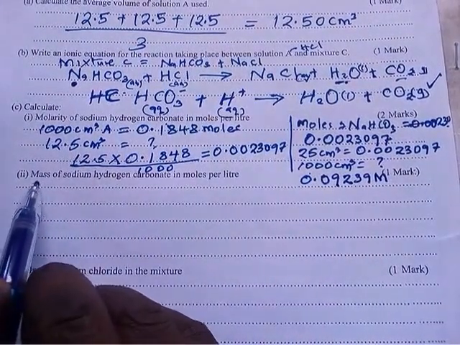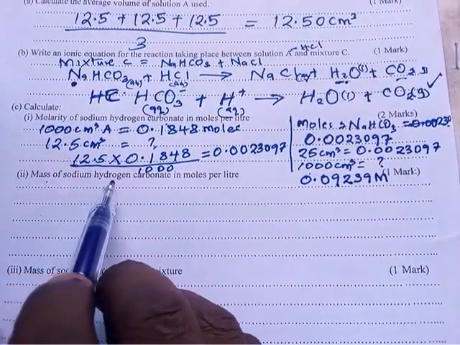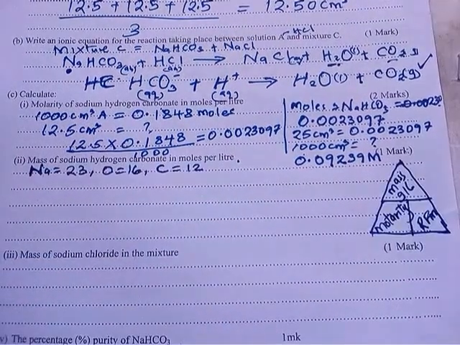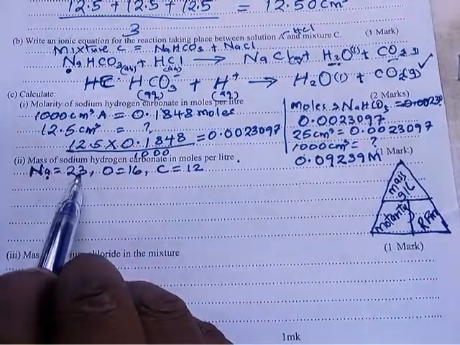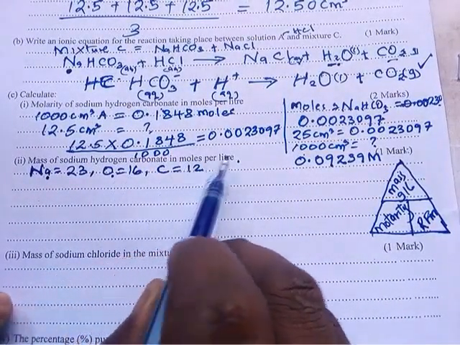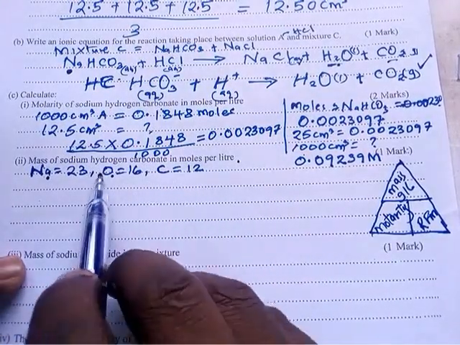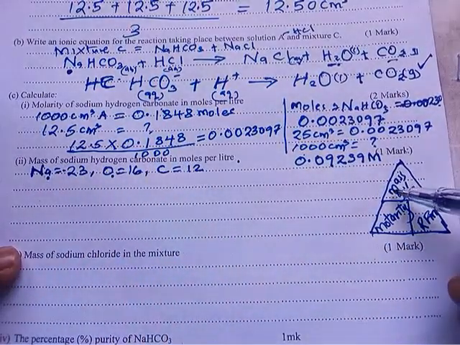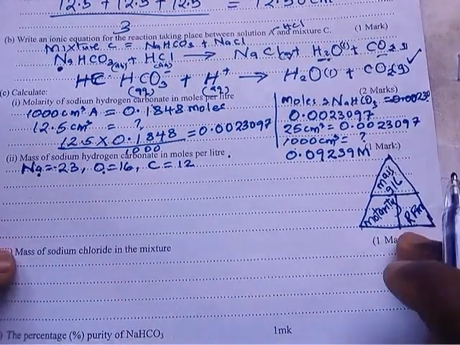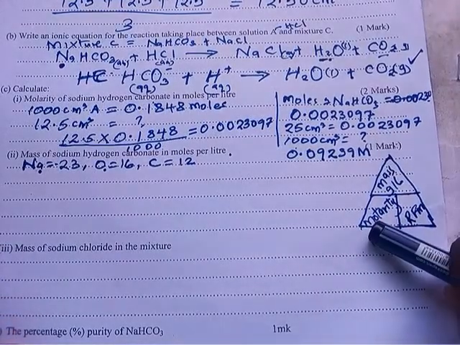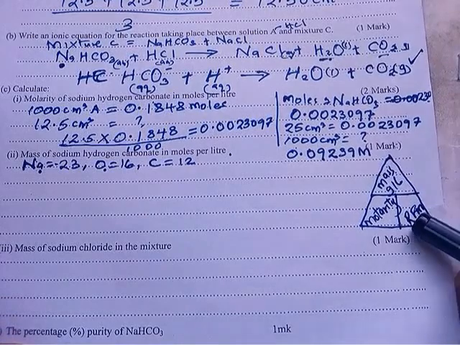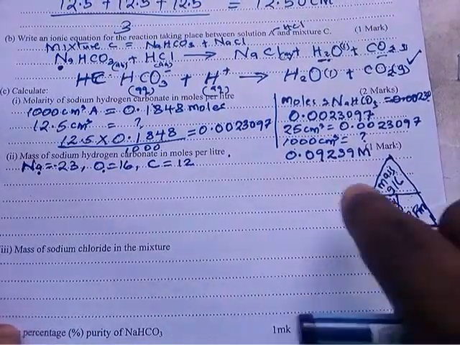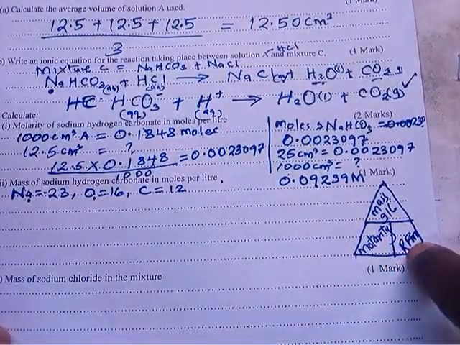The next question is calculate the mass of sodium hydrogen carbonate in grams per liter. So we have been given that sodium is equal to 23, oxygen is equal to 16. So this is what was missing. Carbon is equal to 12. So how do you get the mass in grams per liter? I have given this triangle most of the time. If molarity is equal to mass in grams per liter divided by RFM, then mass in grams per liter is molarity times RFM. We have the molarity of solution C, this one, and we have the RFM from here.